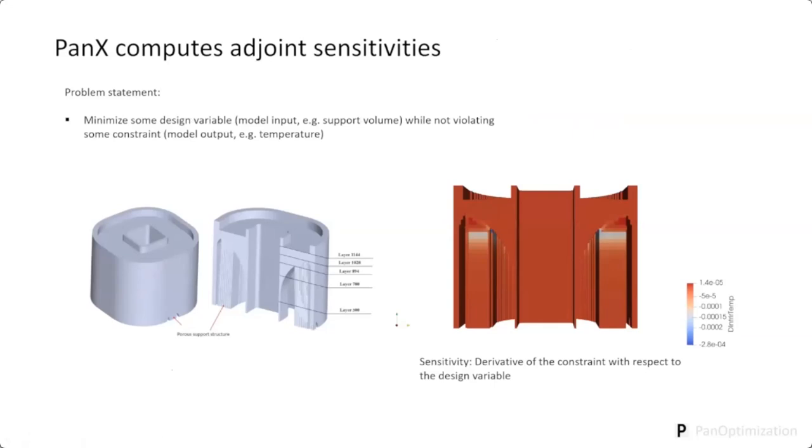So our optimization problems, you can view them in the context of a problem statement. They're set up such that you say you want to minimize some design variable, which can be any model input. It's totally generalizable. So in this case, we're looking at support volume while not violating some constraint, which can be any model output. In this case, we're going to take a look at temperature.